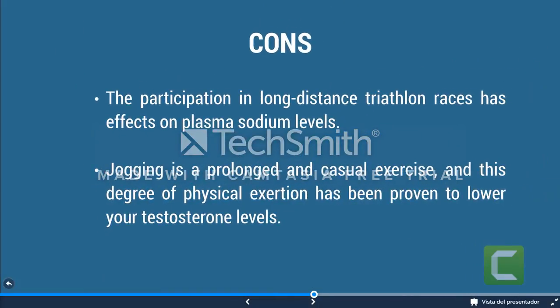Cons. The participation in long-distance triathlon races has effects on plasma sodium levels. Jogging is a problem and casual exercise, and this degree of physical exertion has been proven to lower your testosterone levels.